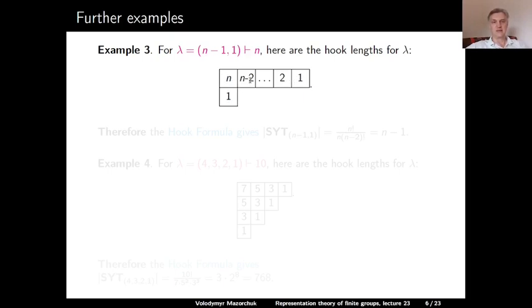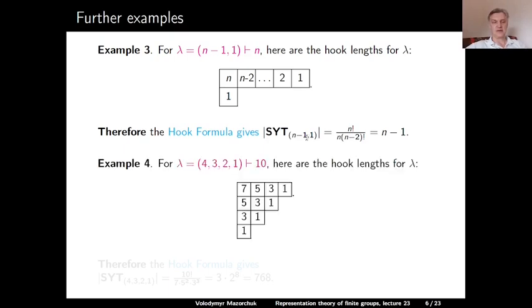But then the box next to it on the right has hook length n minus 2 because there are only n minus 2 boxes to the right of it and nothing below. And then we have n minus 3 and so on. And the only box in line 2 has hook length 1. Therefore, the hook formula for this partition gives us n factorial divided by n times n minus 2 factorial times 1. And the outcome is n minus 1, which is exactly the number of standard Young tableaux of shape n minus 1, 1, as we have already seen.